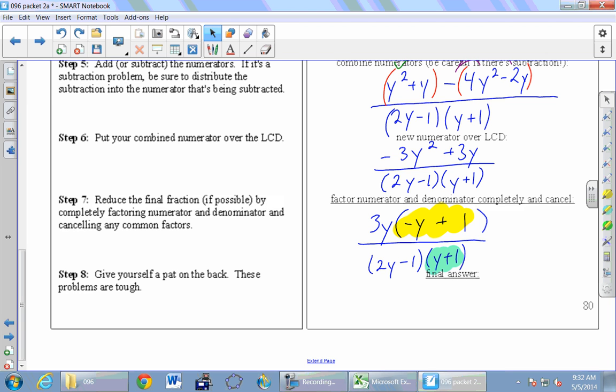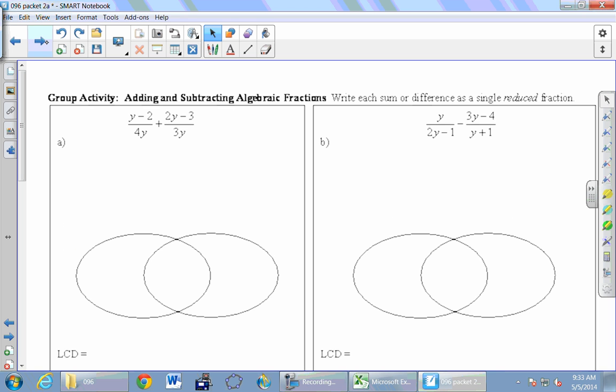Okay, so we're going to skip the next page and jump to the group activity, which is right there. So last thing I'll say about these guys, they are hard, they are long. I recognize that there's a big process that you're going through to follow them.